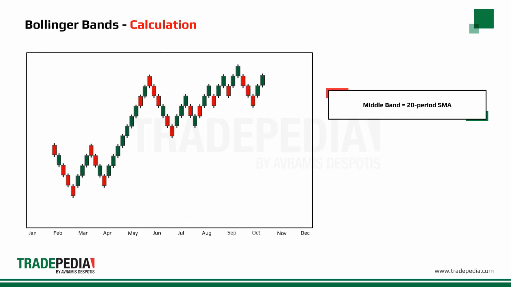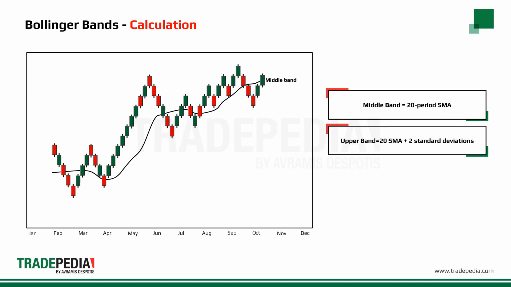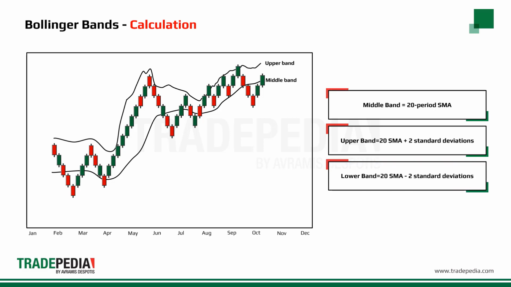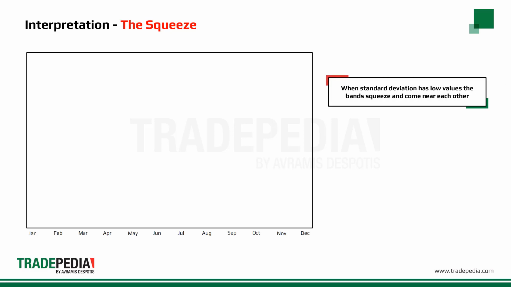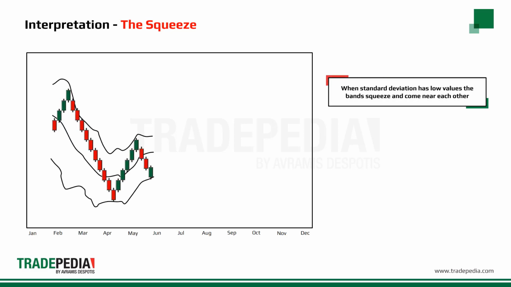The middle band is the 20-period simple moving average. The upper band is plotted 2 standard deviations above the 20-period simple moving average. The lower band is plotted 2 standard deviations below the 20-period simple moving average. The most popular way of using Bollinger bands is the squeeze. When standard deviation has low values, the bands squeeze and come near each other, implying low volatility.